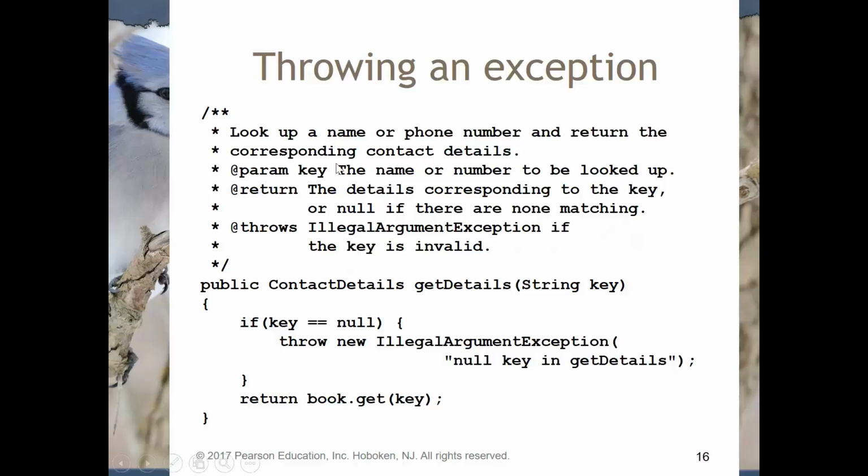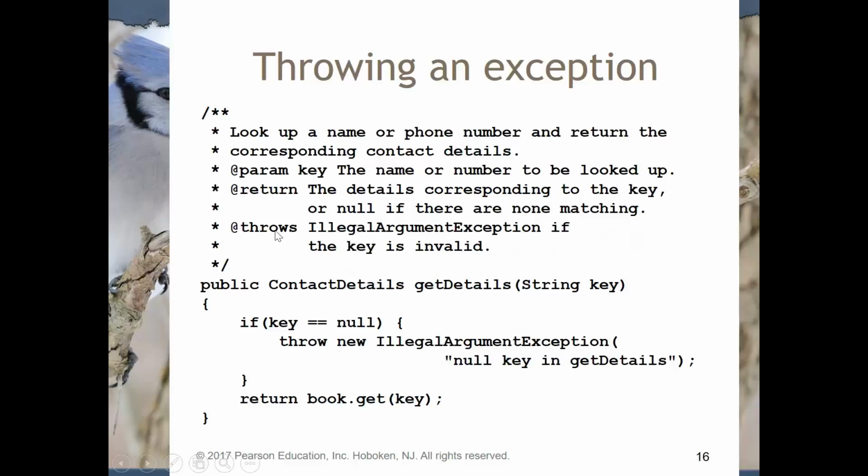Sample code at the top, this is all JavaDoc. Contact details, if the key equals null, then we're going to throw a new, this is a new object, illegal argument exception. So illegal argument exception is a type of error object. And the message that we're going to say is null key in get details. So now what's going to happen is this is going to break. Whoever was calling it is going to be notified that this just broke. They need to have a try catch, and you go from there. There's a couple other things that we'll talk about later, but this is pretty much it.